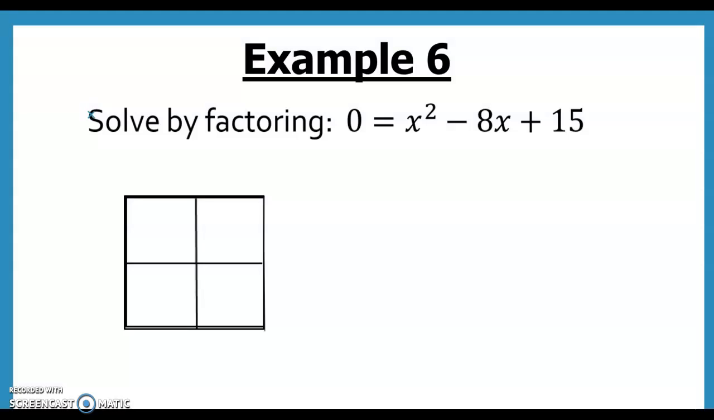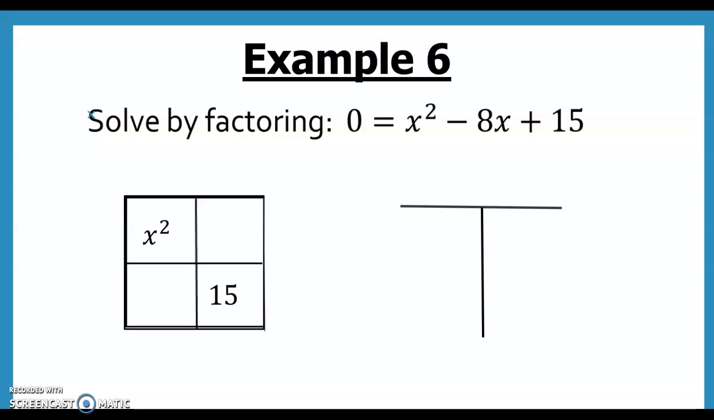Let's go to our next example. So here I have: solve by factoring 0 equals x squared minus 8x plus 15. I put the first term in the top left box. I put the last term in the bottom right box. So I have x squared and I have 15.